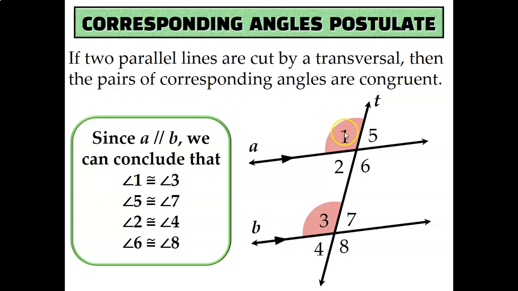So for example, in this diagram, angle 1 and angle 3 are corresponding because they're both in the top left-hand corner. So therefore, since line A and line B are parallel, we can conclude that angle 1 and angle 3 are congruent. We can say the same thing about angle 5 and angle 7. They're both in the top right, which makes them corresponding angles. And since A is parallel to B, that makes them congruent. And same thing with angle 2 and angle 4, and angle 6 and angle 8. They're corresponding angle pairs as well, and since line A is parallel to line B, they would be congruent.